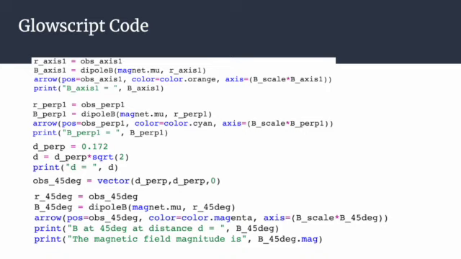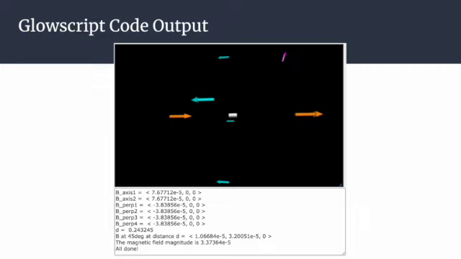And then I created the average distance that was perpendicular to the experiment in order to get the value of D, which was how far away the phone was using the perpendicular location. I then created the observation location at 45 degrees from the axis. I drew an arrow to represent the magnetic field 45 degrees from the axis and determined the magnetic field magnitude. Here we have the output from earlier. You can see my result is 3.37 times 10 to the negative 5 for the magnetic field magnitude.